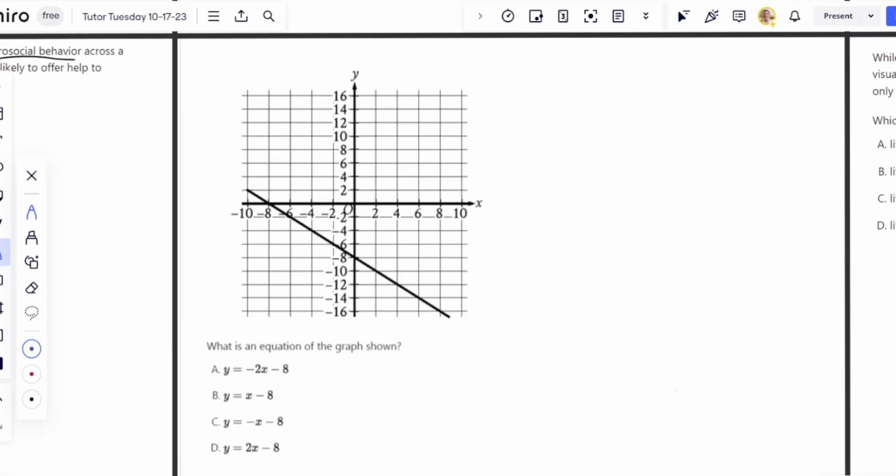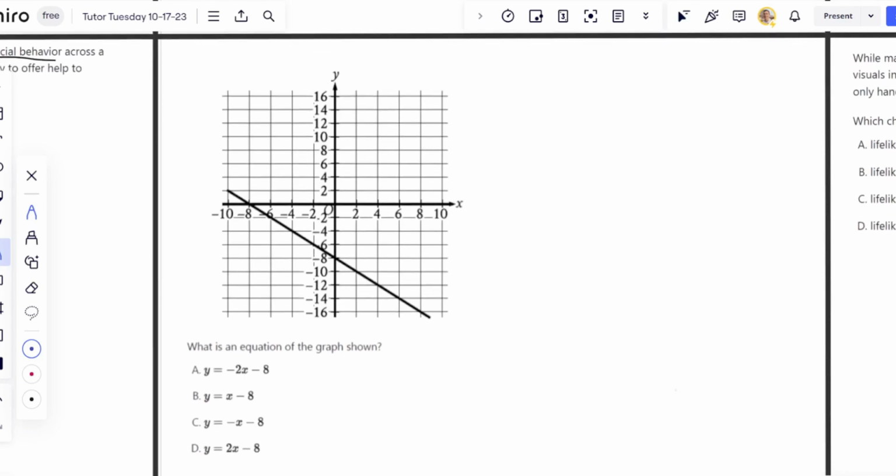Our next problem here, not too bad. What is an equation of the graph shown? This one you might be able to get right away, and you can see that we have an intercept down at negative 8, and we have a slope that's going down, over 2, down 2, over 2, down 2. So the slope, which is the rise over run, is -2/2, or just -1. And then the y-intercept is at -8. And that is going to match up exactly with answer choice C.